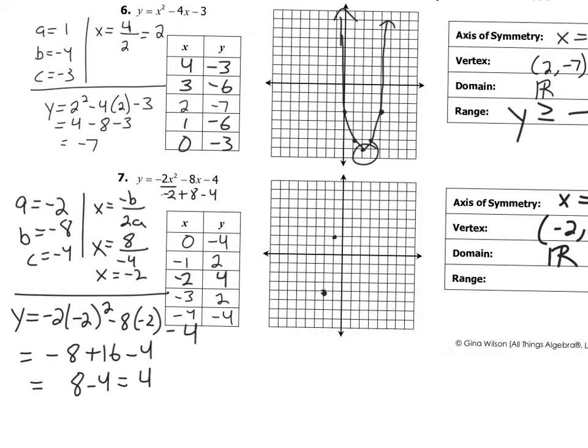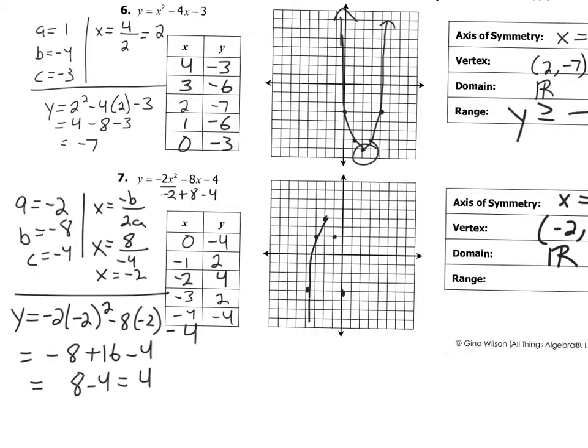Oops, I messed up. This is not right. All right, so that's actually supposed to be -2, 4, which is going to be right here. That's the vertex. Then we have -1, 2, which is over there. And then we have 0, -4, which is right over here. Okay? And then -3, 2, which is right here. And -4, -4, which is right here.